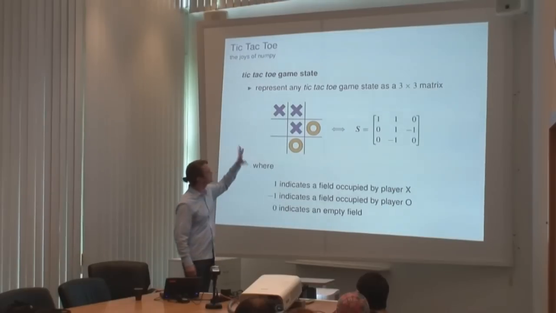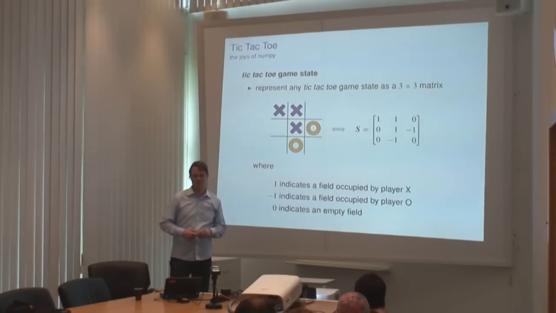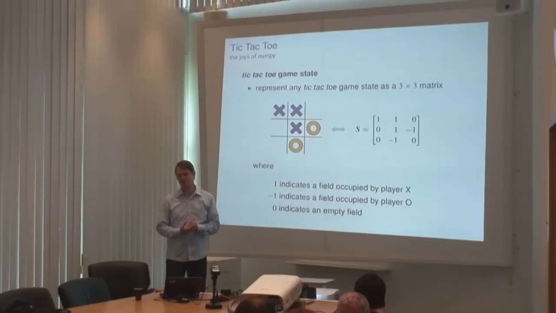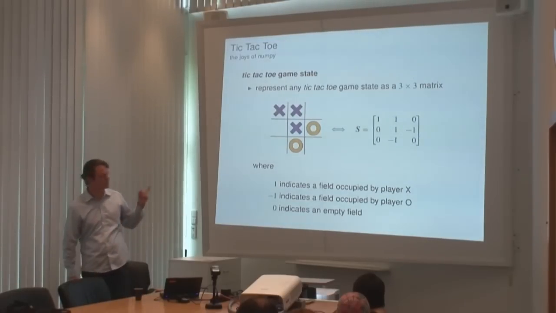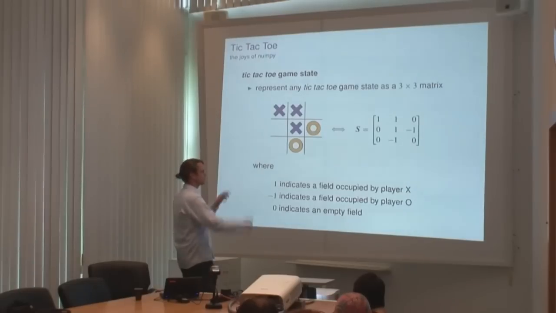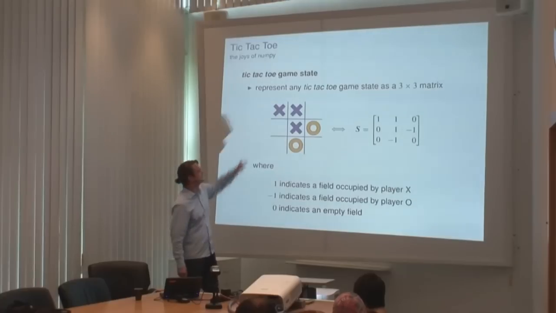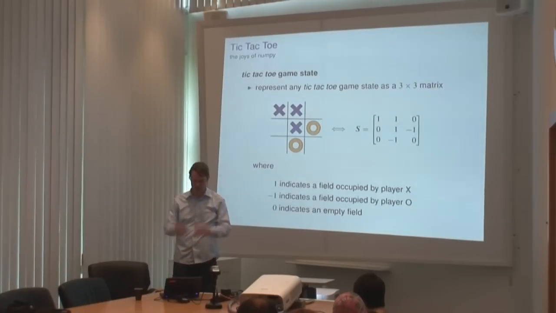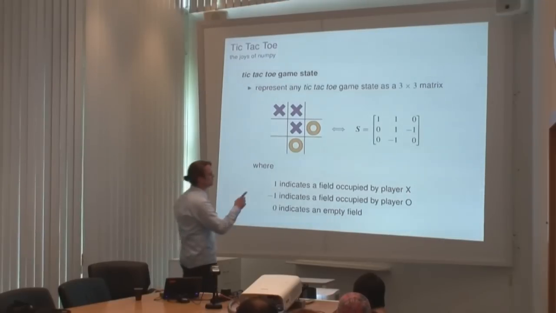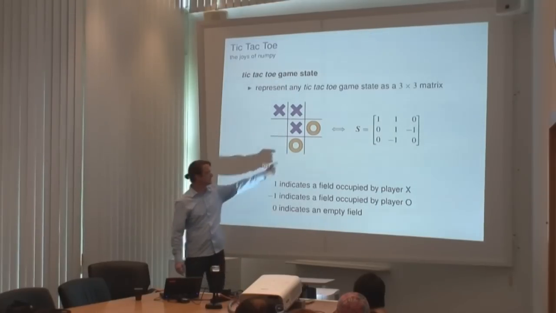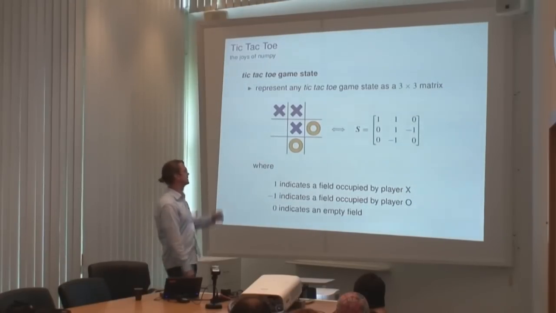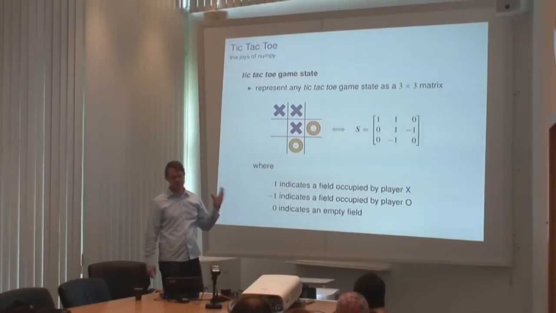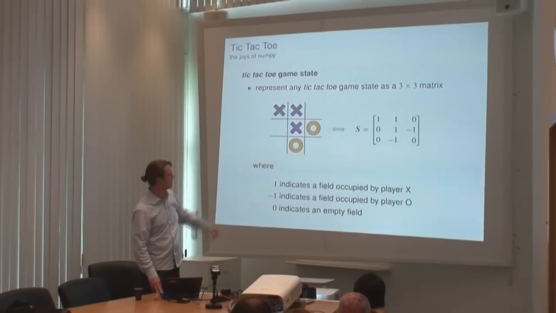That is, we will represent any state in a game of tic-tac-toe in terms of a 3x3 matrix. And this 3x3 matrix can have three different types of entries. An entry in this matrix is either a 1, and whenever we have an entry of 1 in the matrix, that indicates that the corresponding field is occupied by player cross or player 1. An entry might be minus 1, which indicates that the corresponding field is occupied by player naught or player 2. And then of course there might be empty fields, which we represent in terms of zeros. Here you have it. This is our representation of a tic-tac-toe game state.